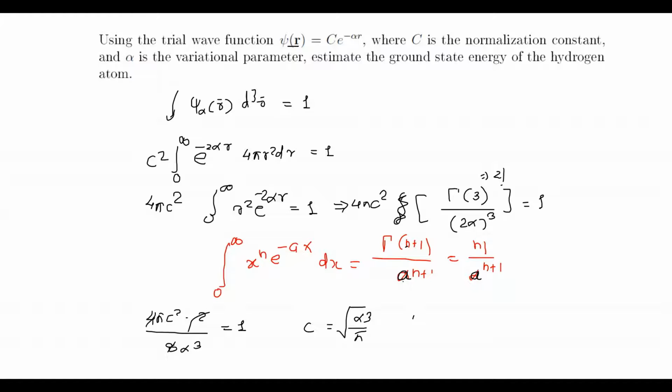So this is my normalization constant, and therefore psi of r bar I can write down as the square root of alpha cube by pi, times e raised to minus alpha r. Okay, we obtained c. Now you know what our next step is. The next step is to obtain E of alpha.